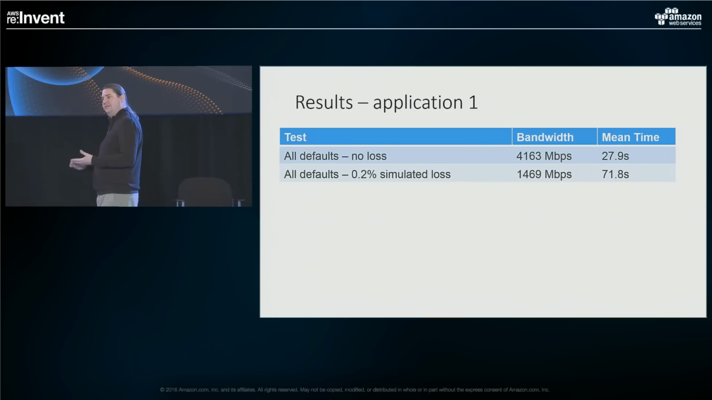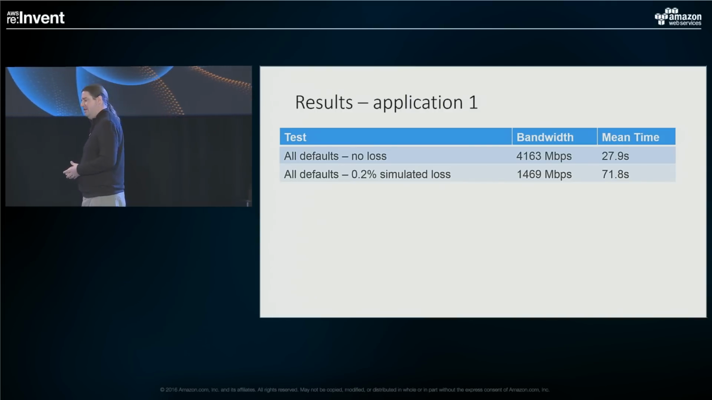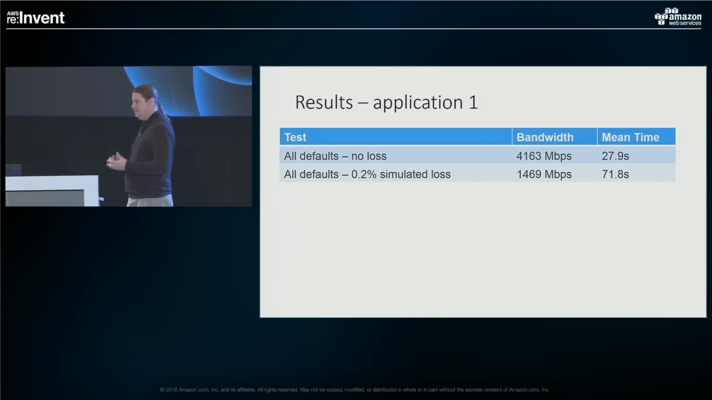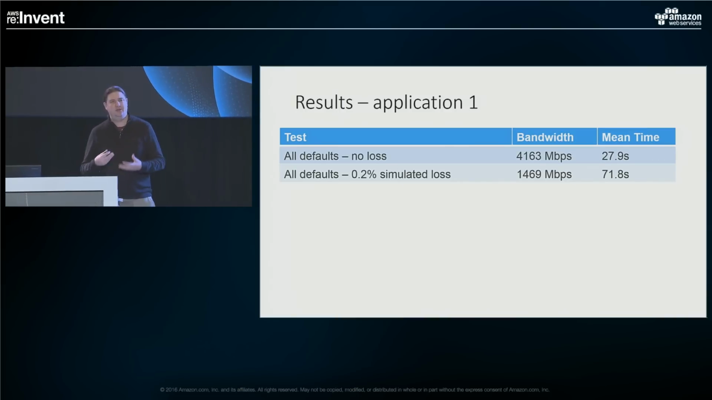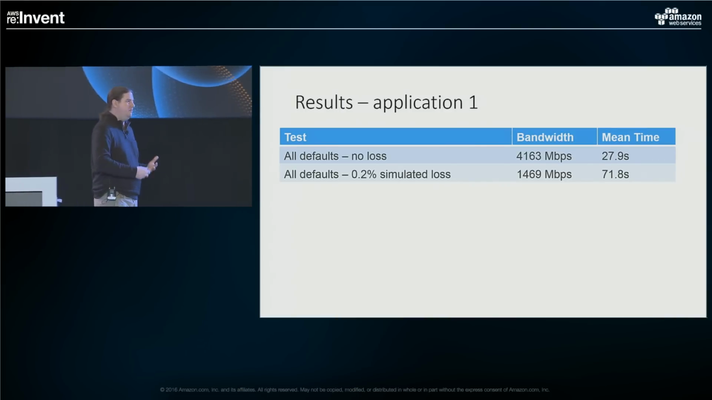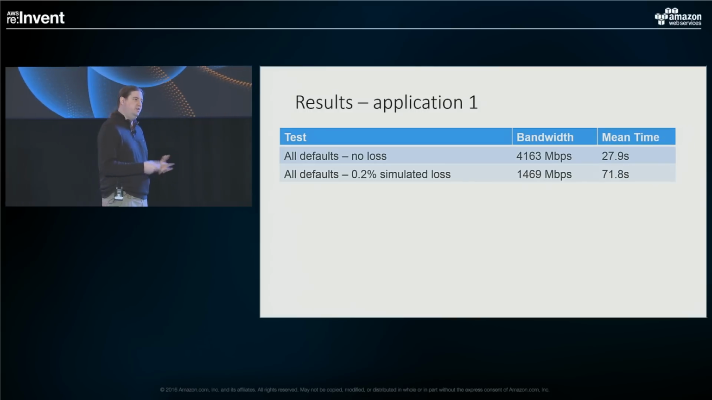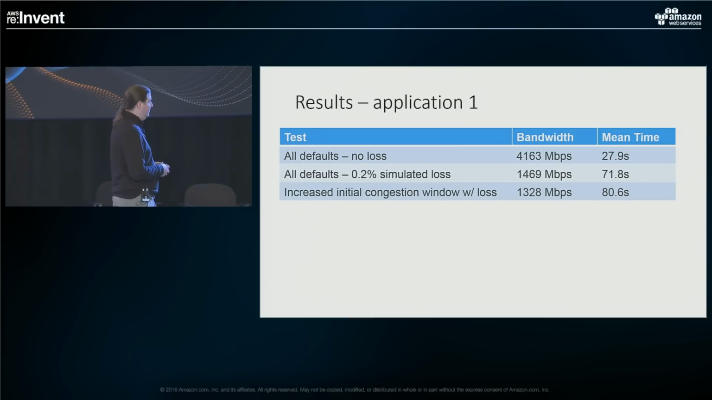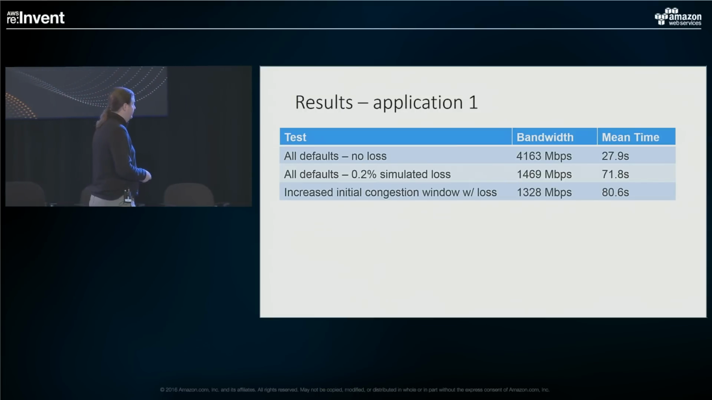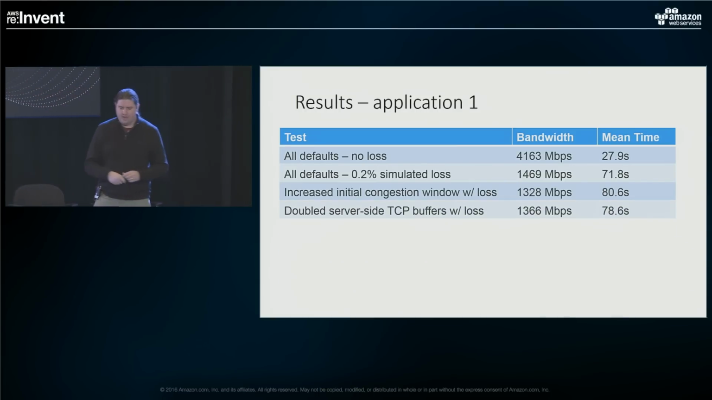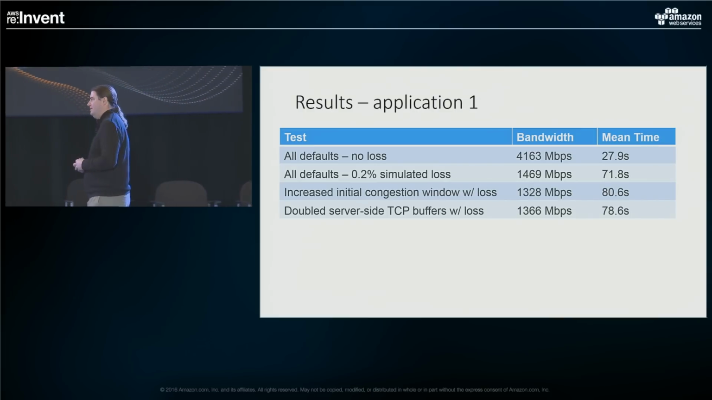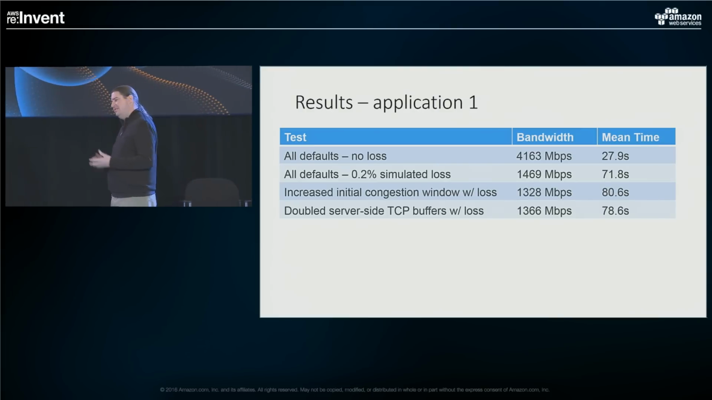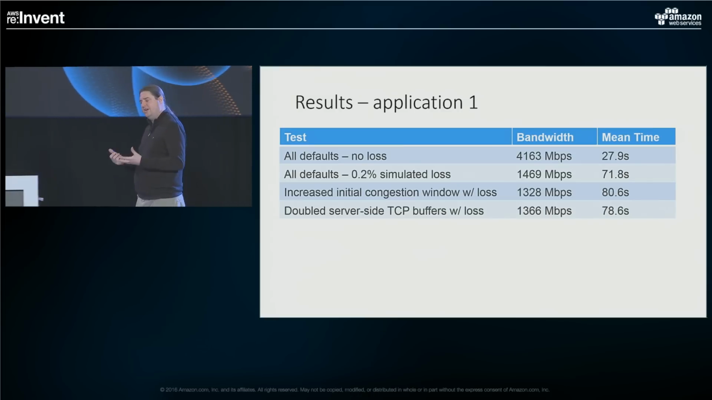Well, we talked about a bunch of different techniques, so let's just try them. A lot of these tools and tuning parameters take time to build intuitions about, and if you don't fully know where to start, you can just try them. So let's try tuning that initial congestion window. Well, turns out that was a bad idea, so maybe we won't do that. Let's try doubling the TCP buffers on the sender side. That also doesn't help.